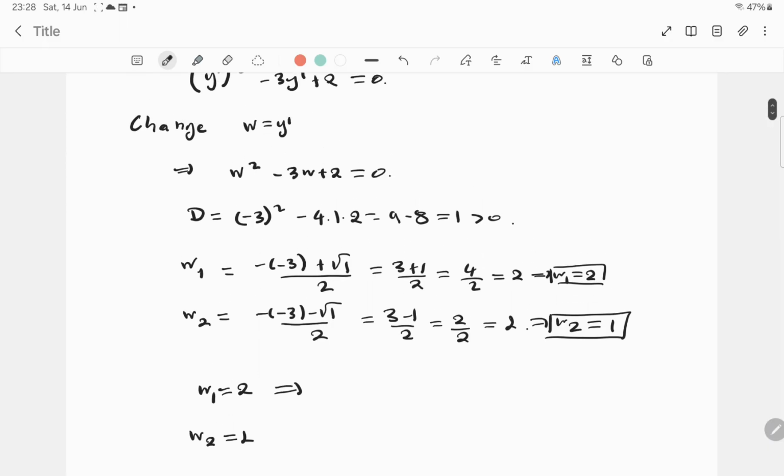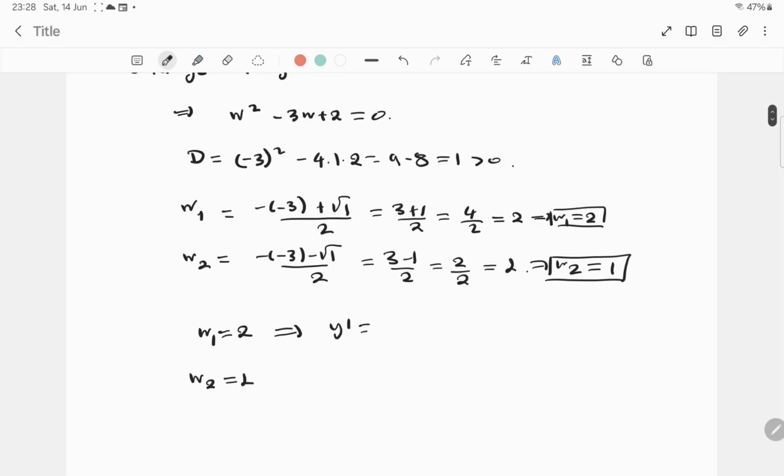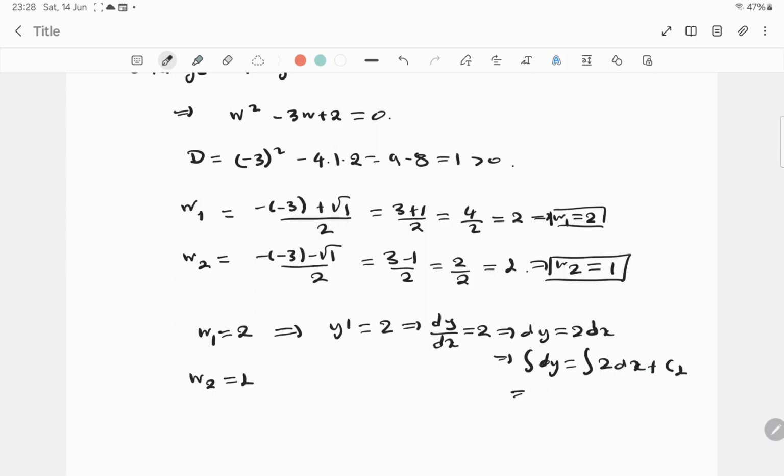But w is what? y prime equals 2. dy over dx equals 2. dy equals 2 dx. I integrate. I take the indefinite integral on both sides plus a constant c1. y equals 2x plus c1. So that's my solution number 1, y1.